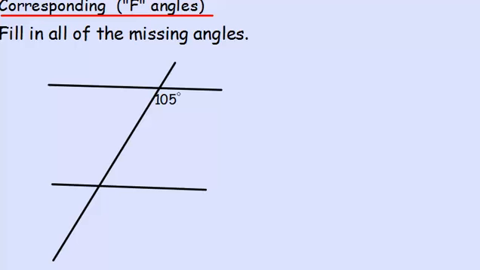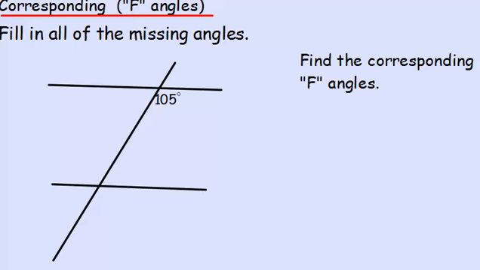So let's move on. We can use what we know about the corresponding angles to actually find some missing angle sizes. So first of all, here we've got our diagram. We've got our two parallel lines. It's crossed by another straight line, and we've got one angle size marked in at 105 degrees. And we're asked to fill in all the missing angles in this diagram. So first of all, we're going to find the corresponding or the F angles. So let's look for my F shape. Here we are. So if we've got 105 degrees here, we know that 105 degrees has to be down there as well because of the F shape.